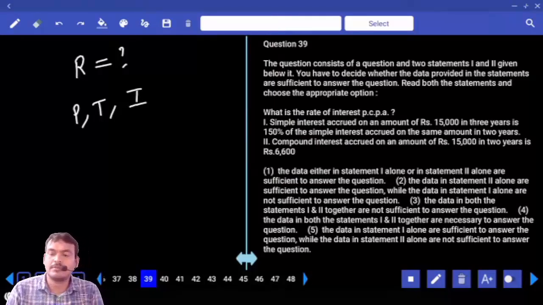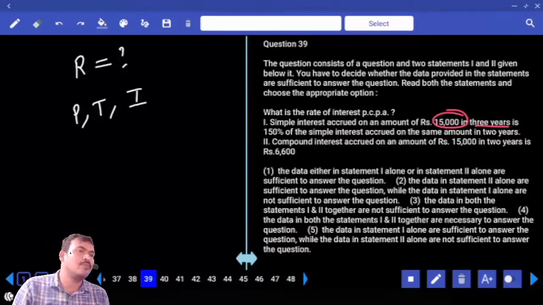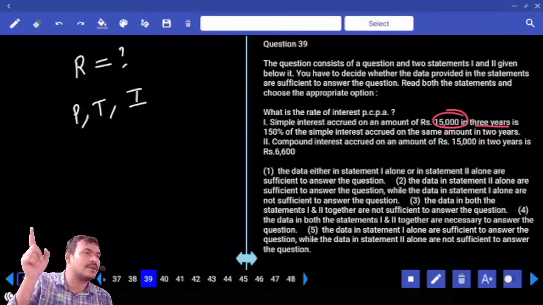Okay. What is the first statement? Simple interest accrued on an amount of 15,000 in 3 years is 150% of the simple interest accrued on the same amount in 2 years, or not. Okay, means principal is given, time is also given, or not. Simply we say the 3 years' interest is equal to 150% of the 2 years' interest, or not.